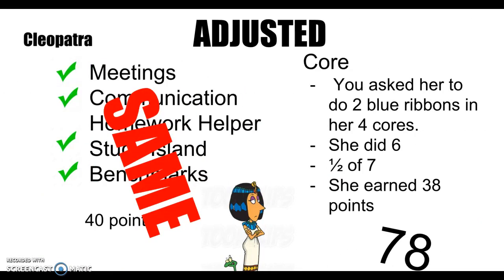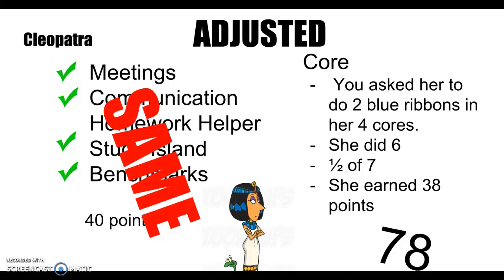Now we have Cleopatra, and I kind of put the same over here. It's not going to change on the adjusted scale. What I've done with Cleopatra is she's working outside of the core. She's doing some blue ribbons, and she's done two out of four. I said, are two blue ribbons in each of her four cores. So we're gonna maybe try to catch up ground. She only did six, so I'm gonna give her half of the seven. So she's gonna earn 38 points.